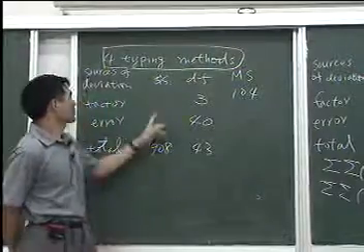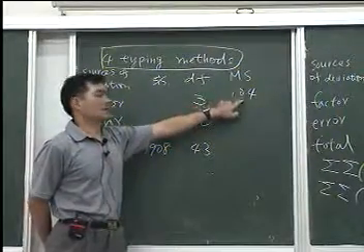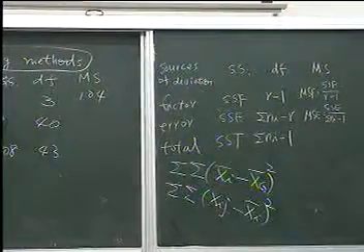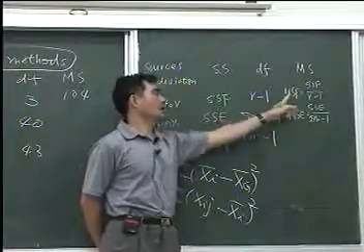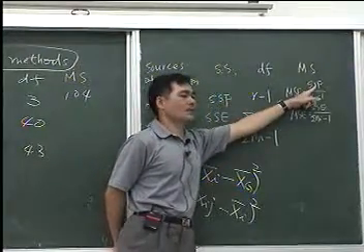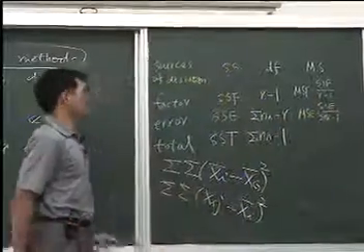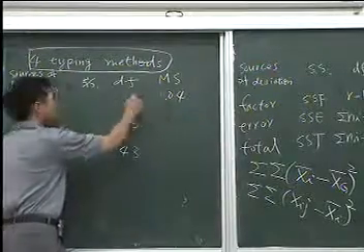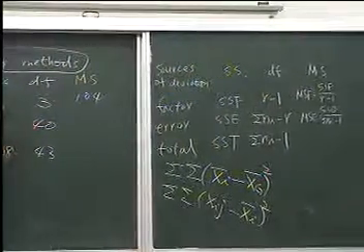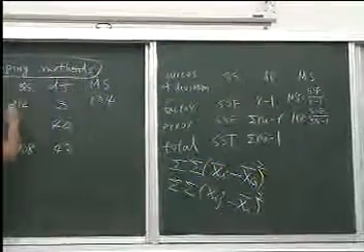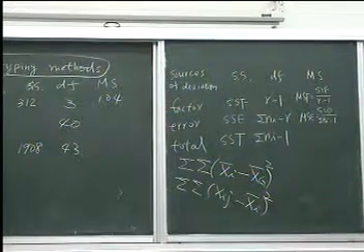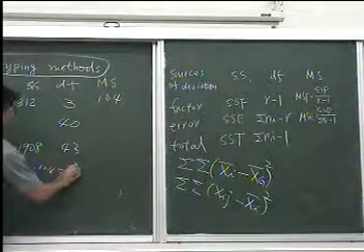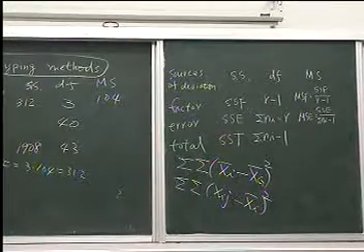Then what about this? We know MSF is equal to 104, right? Then what should be here? Because you know how to get MSF. It is SSF divided by R minus 1. So this is R minus 1, and times this one, then you get this one, right? So SSF is equal to 3 times 104. So that's 312. Any questions?